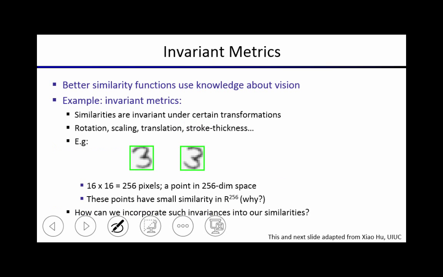Now, if you want more invariance, you can start thinking about what you care about. In the case of digit classification, you might care about invariance to rotation, scaling, translation, and stroke thickness.